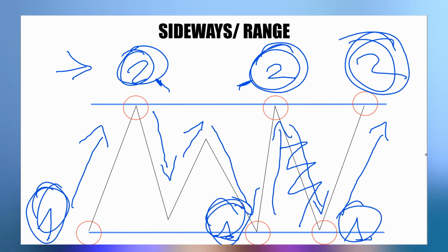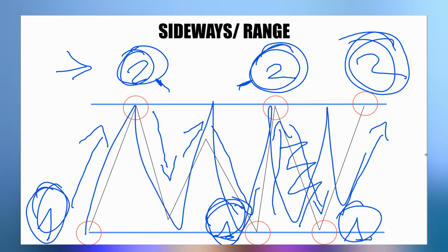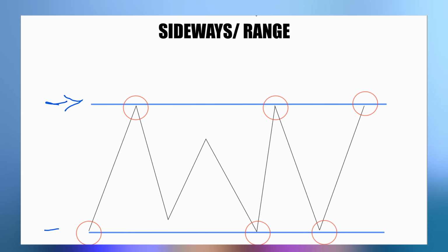Now you see price has been going up and down, up and down, up and down, up and down within the $2 and the $1 range. As traders, we will draw these lines. They are imaginary lines.